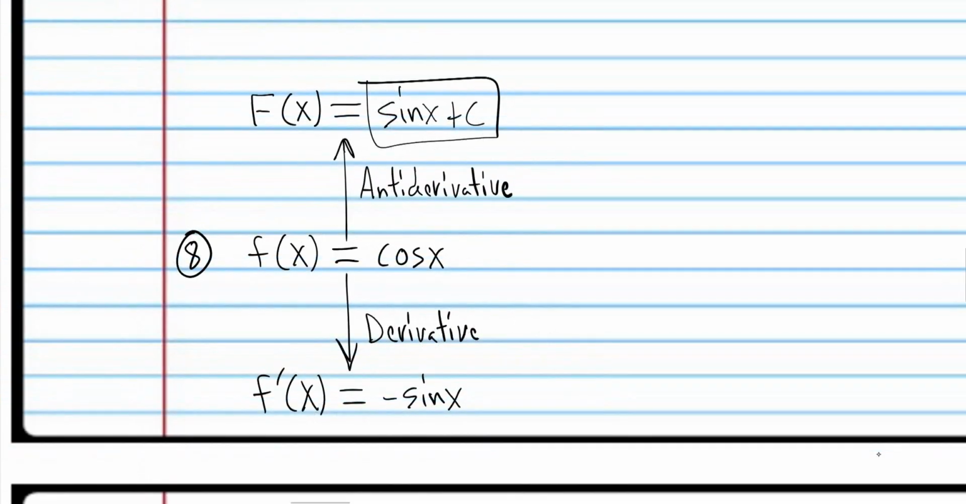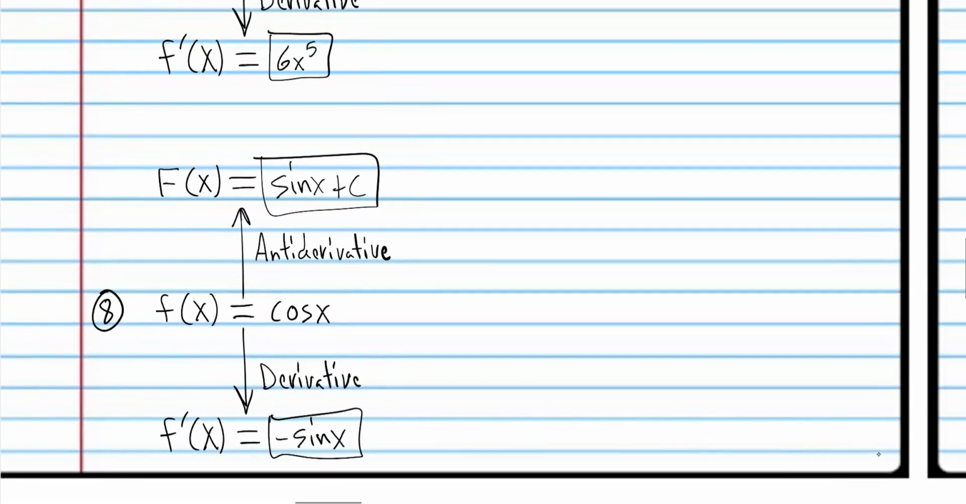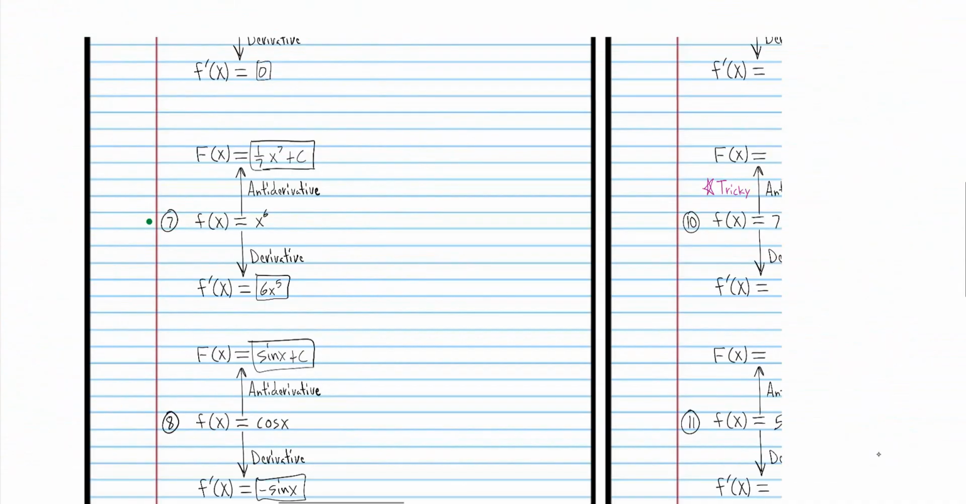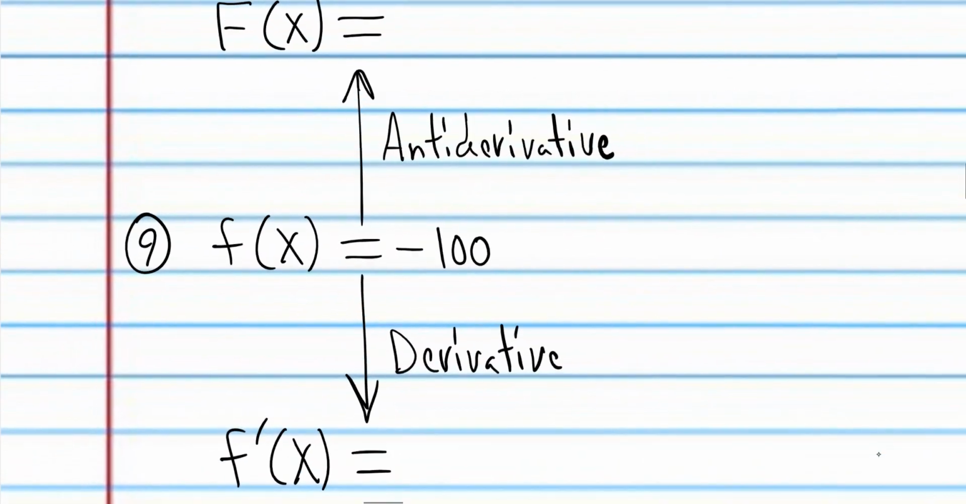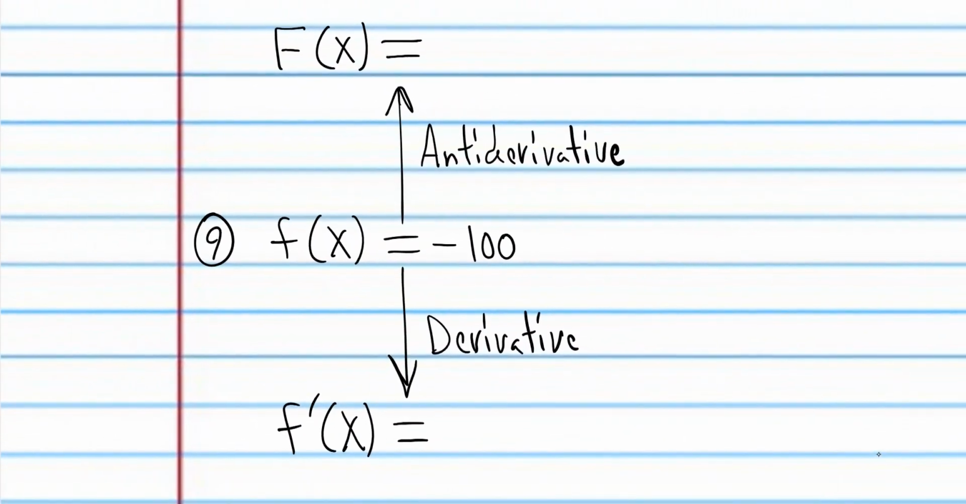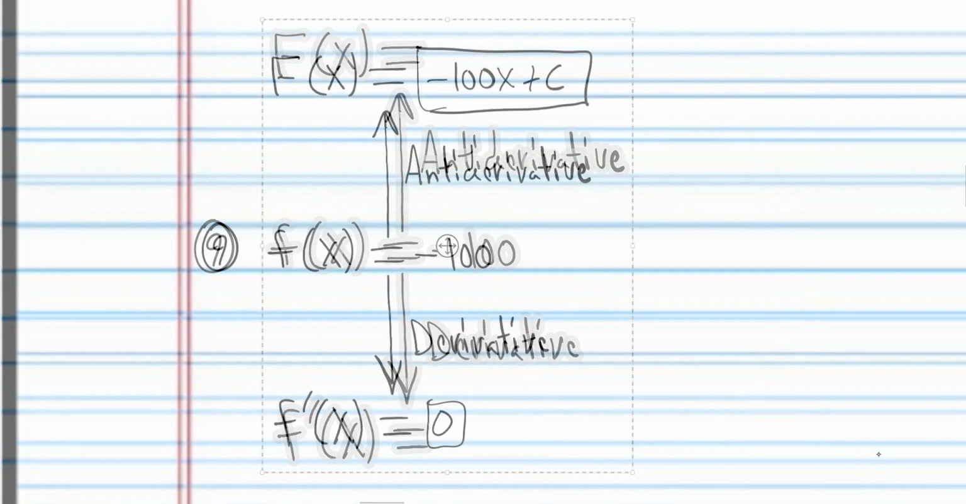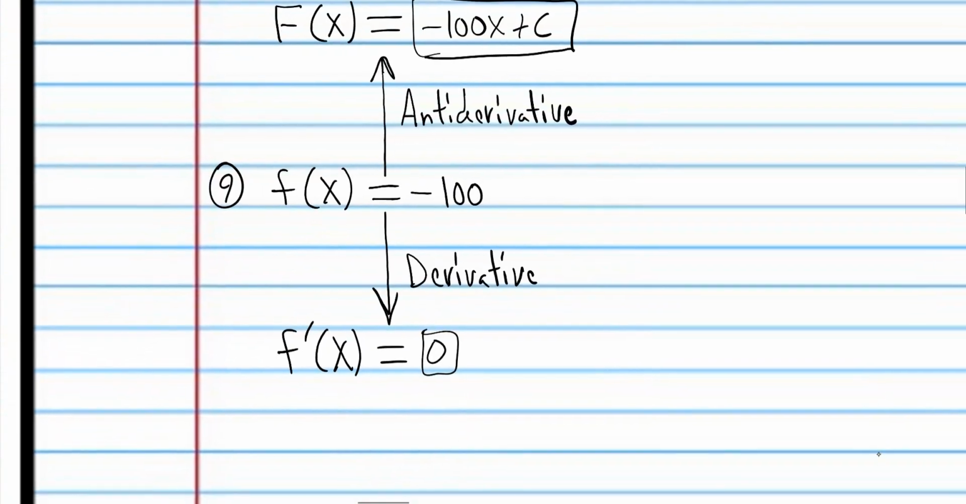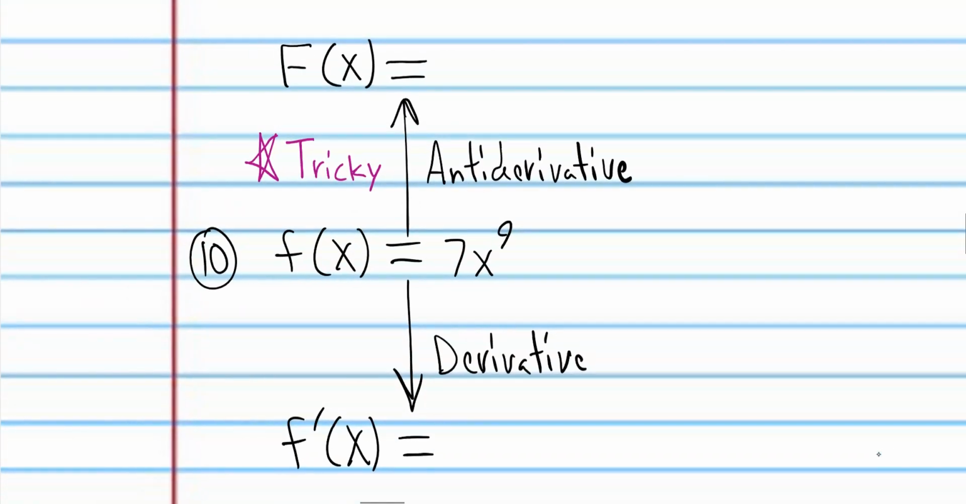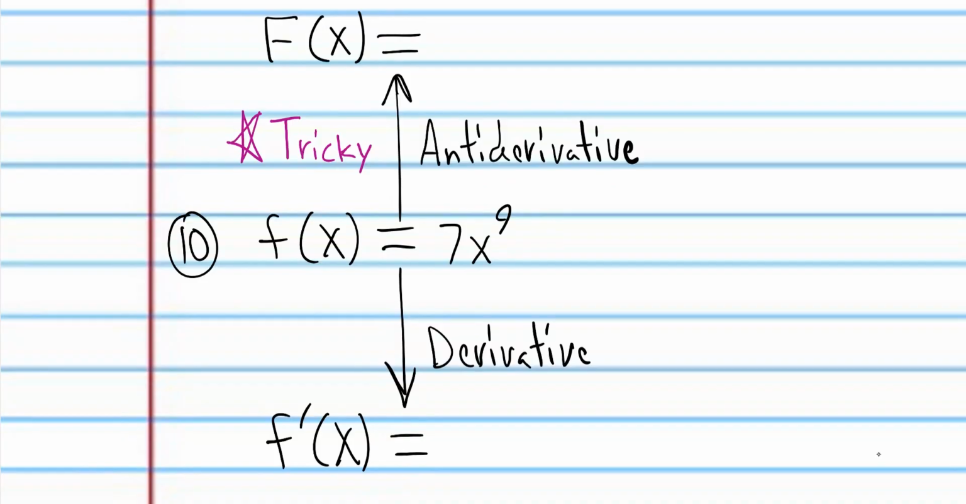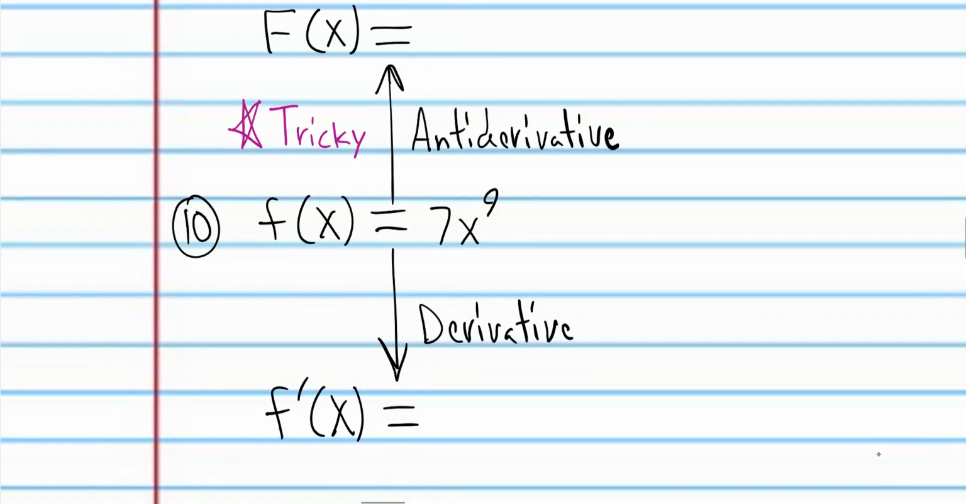Okay, we're back. So if you got that right, excellent. Okay, I want you to try number 9, and when you come back, we'll do it together. Okay, we're back. So if you got that right, excellent. Okay, now this one's a little tricky. It's a little tricky because you're going to end up with a fraction up here. So do your best. If you get stuck, that's okay. But go ahead and try number 10. When you come back, we'll do it together.